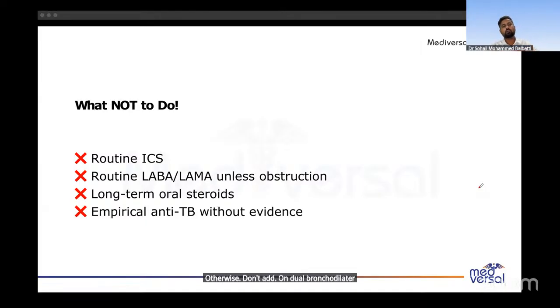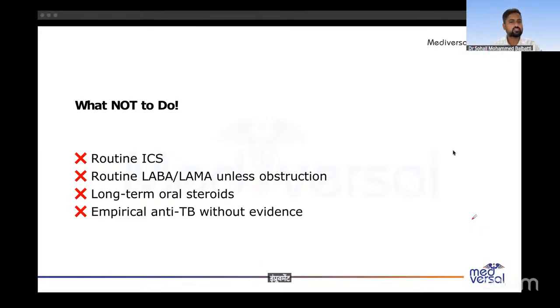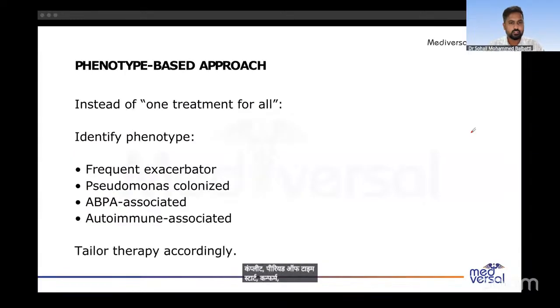And don't give long-term oral steroid, again, unless and until you have evidence of ABPA. Don't give long-term oral steroid. And empirically, anti-TB should not be started in a bronchiectatic patient, because rather than causing improvement, it will cause more harm because of the side effects and also the resource depletion. Also the patient will not take the medication for the complete period of time. So don't even start empirical tuberculosis treatment unless and until you have a confirmed diagnosis of tuberculosis.